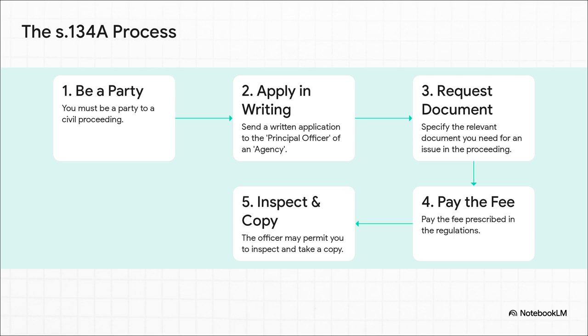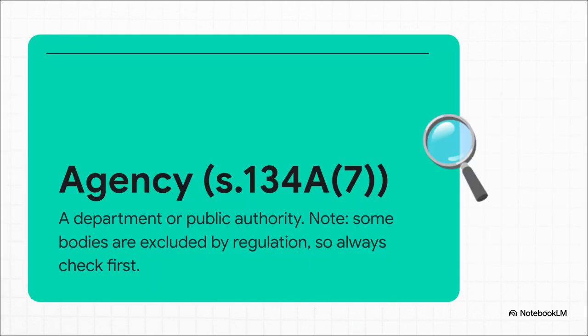Your application has to name the specific document you want and explain why it's relevant. You pay a small fee, and bam, you get to inspect it and take a copy. It's a super clear 5-step action plan. Okay, the first key term you absolutely have to know is agency.